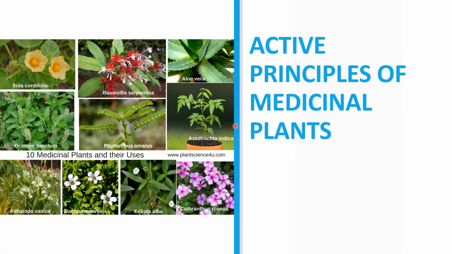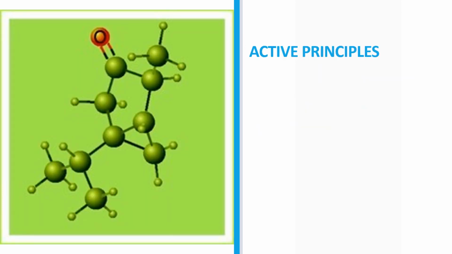Let's start with the continuation of the active principles of medicinal plants. The active principles or medicinal principles of plants are substances found in plants that exert a physiological or nutritive function in the body. They are purified components of a plant which have studied and scientifically proven therapeutic functions.